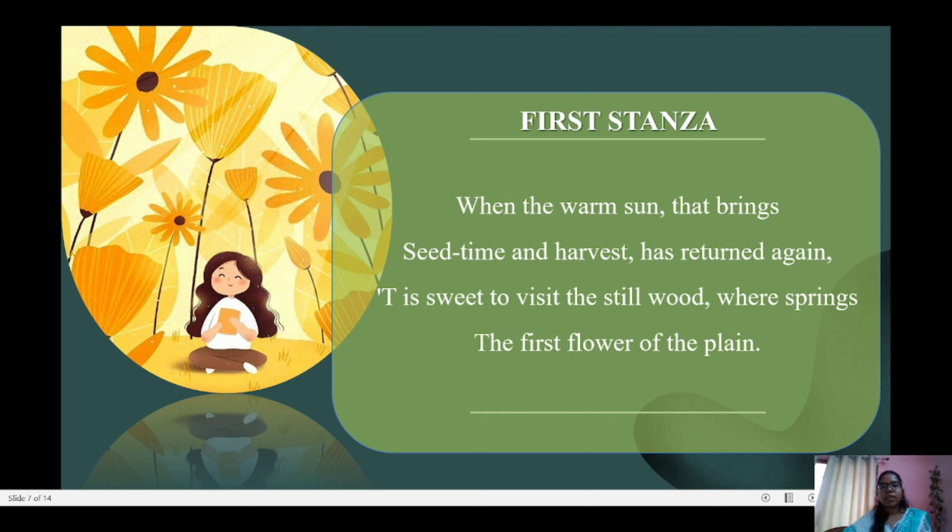When the warm sun that brings seed time and harvest has returned again, it is sweet to visit the still wood where springs the first flower of the plain.